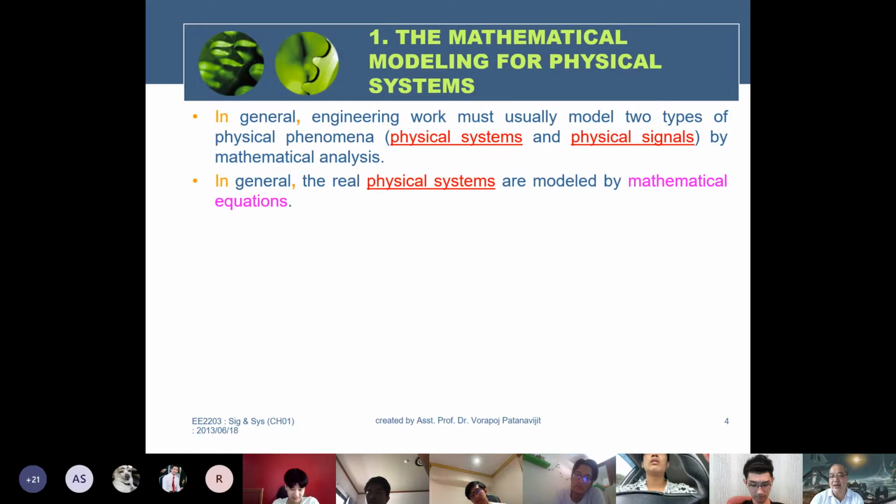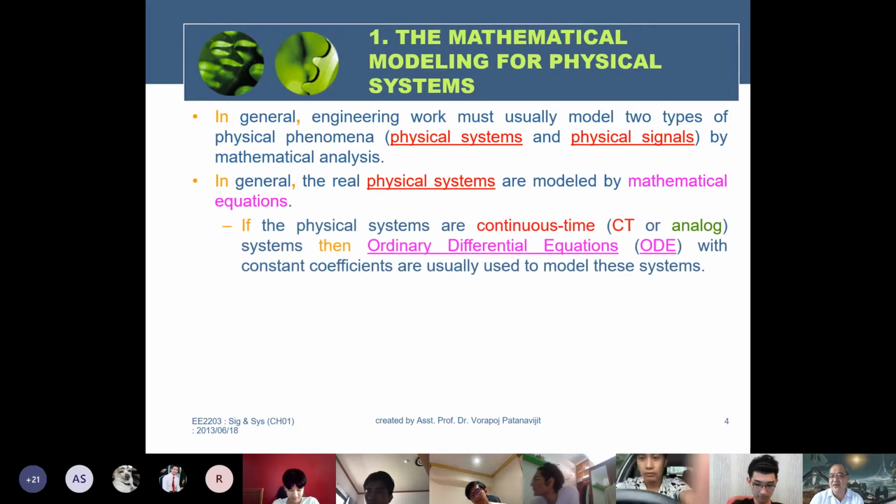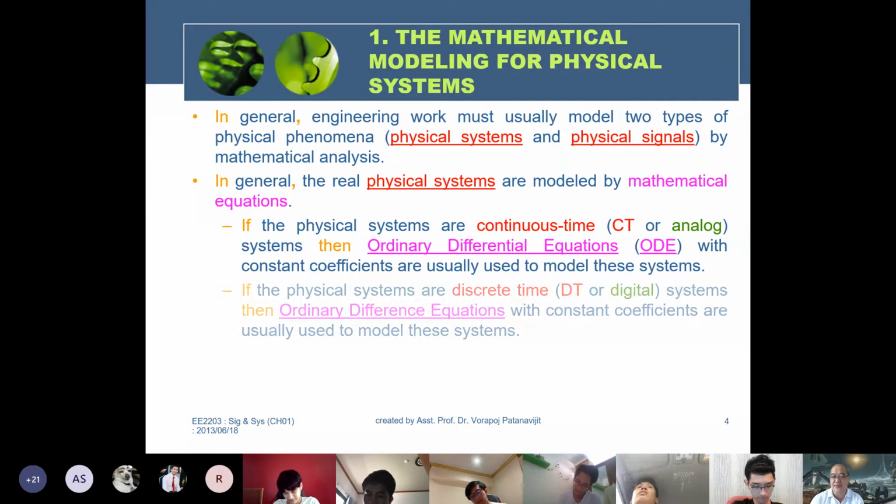The first one, the system is usually modeled by equation. Okay, if the physical system is continuous or analog, we usually use the differential equation, or ordinary differential equation with constant coefficients, to model this system. And if the system is digital, or the discrete system, then the difference equation with constant coefficients is usually used to model this system instead.